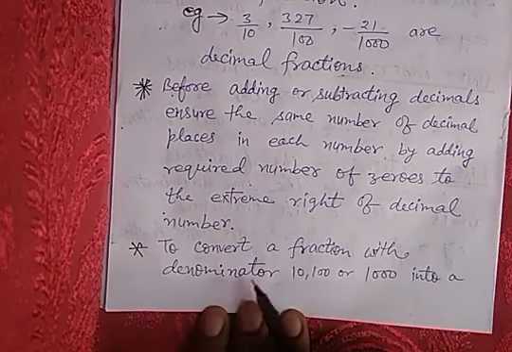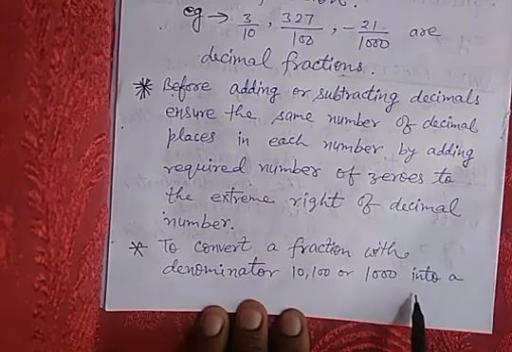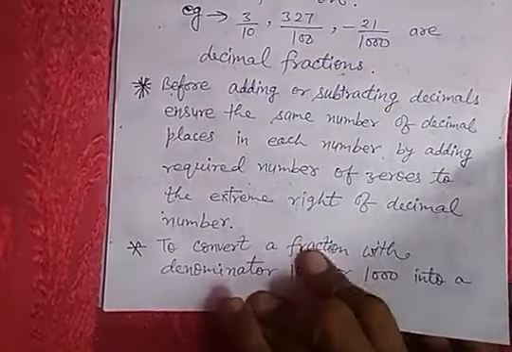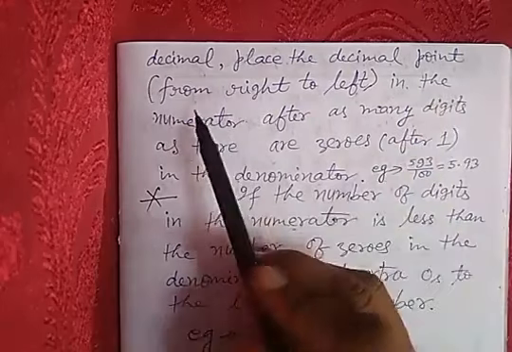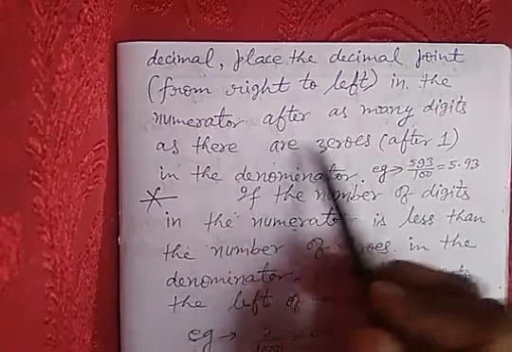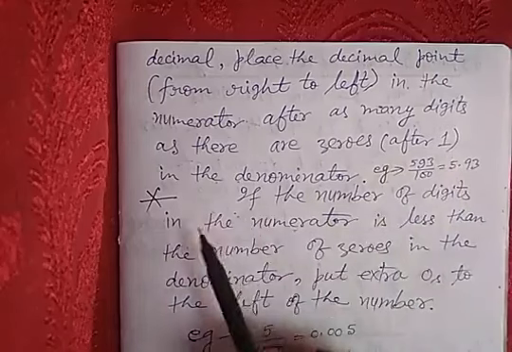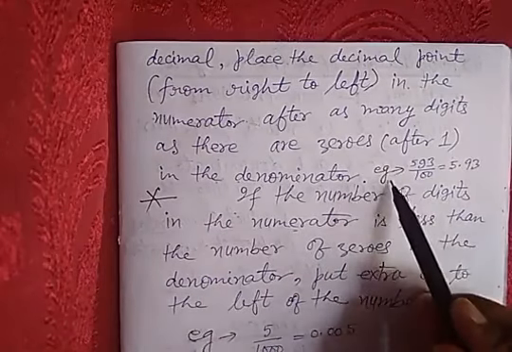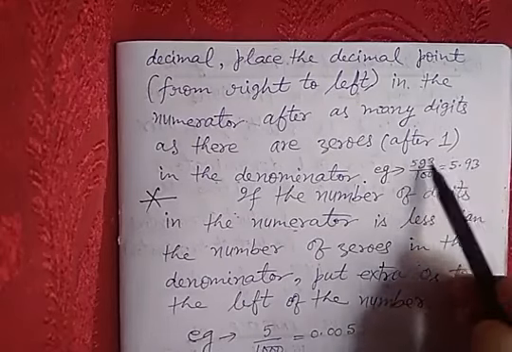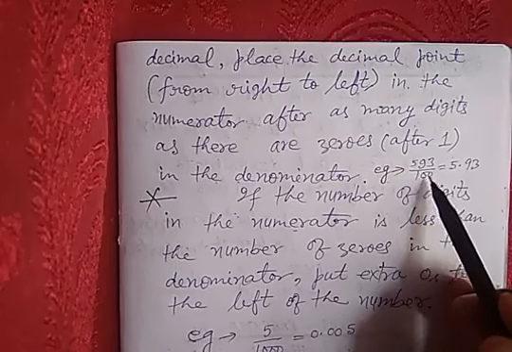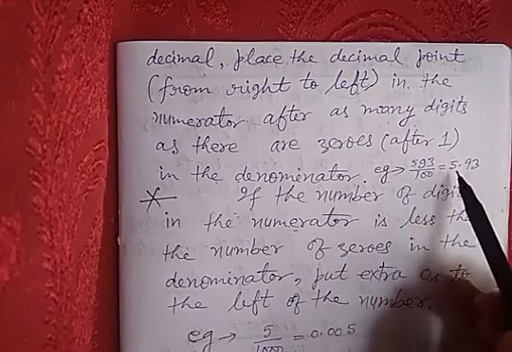Second point is, to convert a fraction with denominator 10, 100 or 1000 into a decimal, place the decimal point from right to left in the numerator after as many digits as there are zeros after 1 in the denominator. For example, 593 upon 100 is equal to 5.93. Here the denominator contains 2 zeros. Therefore, the decimal point is put after the 2 digits, 5.93.